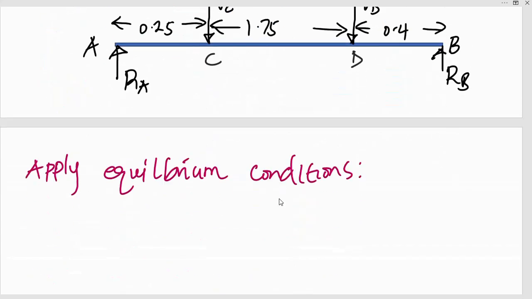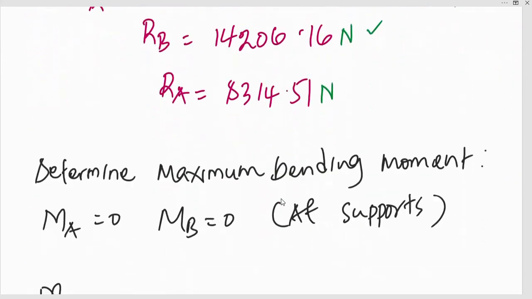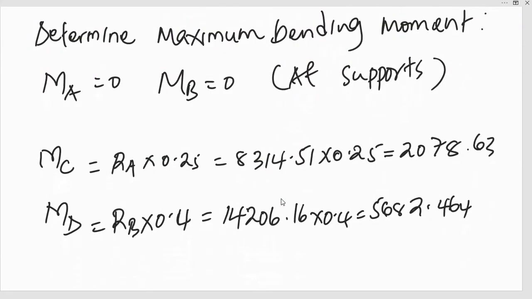So the moment at C will equal RA times the perpendicular distance from C. So that will be 8314.51 times 0.25, and this gives us 2078.63 newton meters. This is the bending moment, which is the product of force and distance.